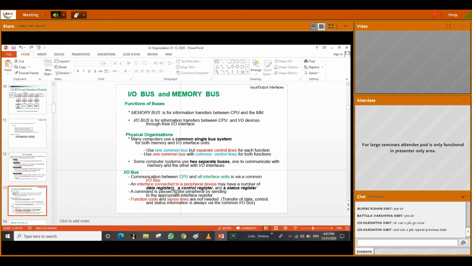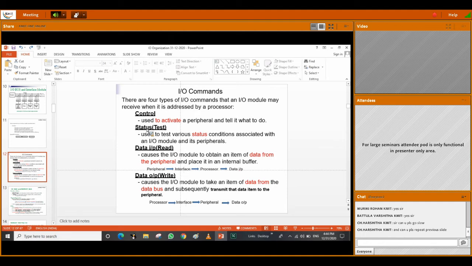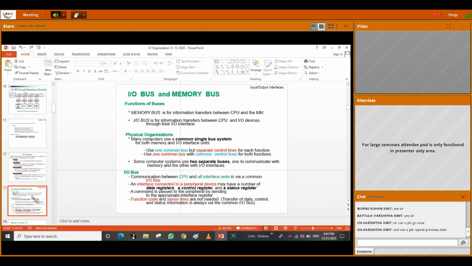An interface connected to a peripheral device may have a number of data registers, control registers, or status registers. The data register can hold the data, the control register controls the instructions to devices, and the status register is used to test the devices. That is the status command.